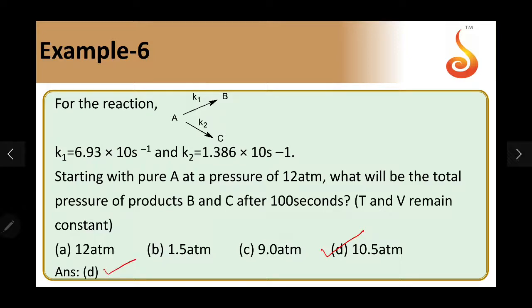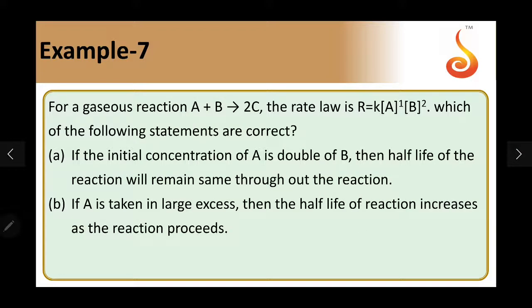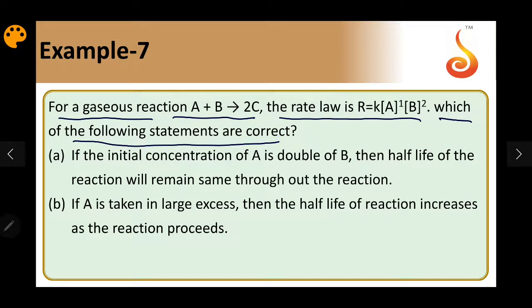Okay. Next example, example 7. For a gaseous reaction, A plus B giving rise to 2C, the rate law is given as R is equal to A to the power 1, B to the power 2. So overall it's a third order reaction. Which of the following statements are correct?